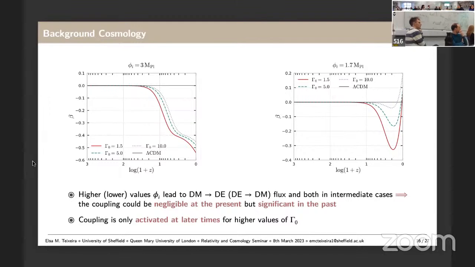And this coupling can be negative for large values of this initial condition. And this means that we have a transfer of energy from dark matter to dark energy. But then we can also have another regime. We can have the opposite if I take very small values of phi initial, so it will be the same but positive.